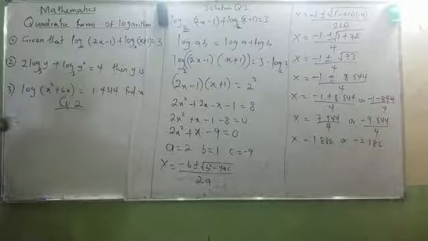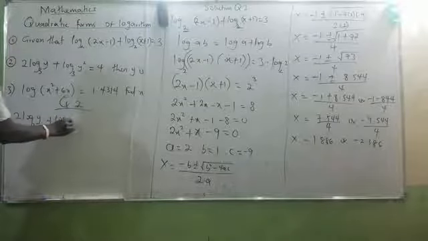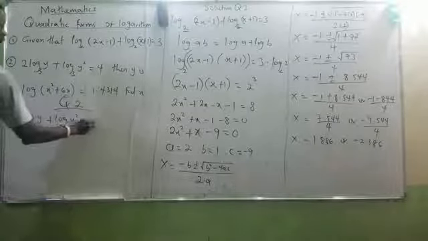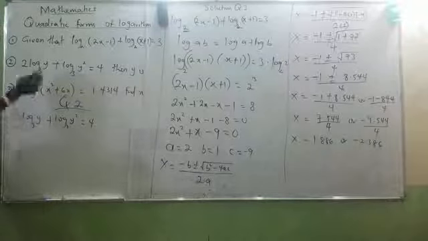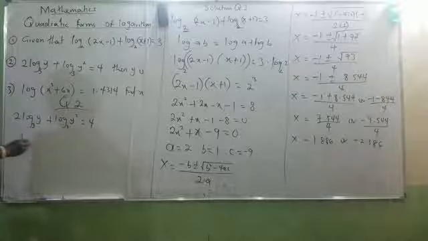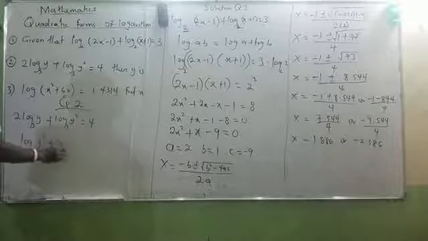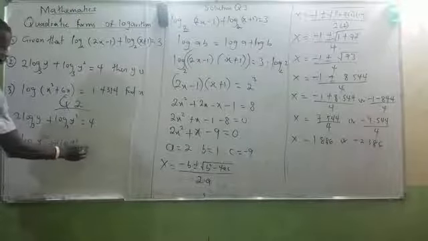Solution. Now, I have 2 log base 3 of y plus log y squared in base 3 also equals 4. Then y is the subject, that is what they are trying to tell you. It means I can write this as log 3 y squared plus log 3 y equals 4.